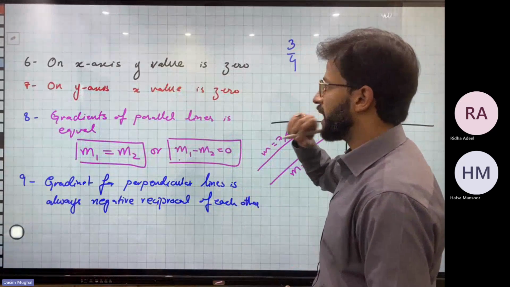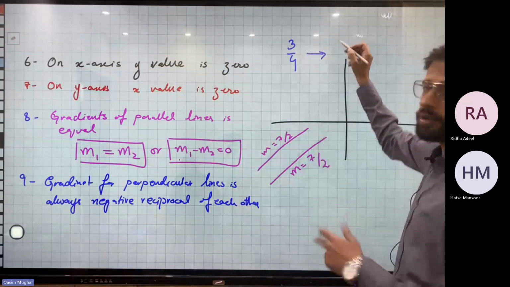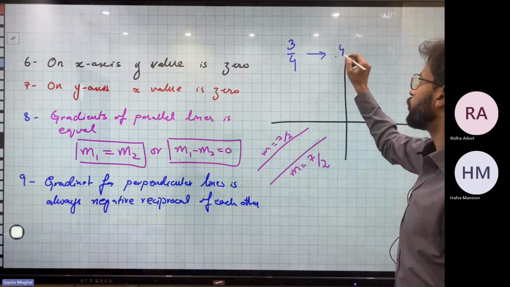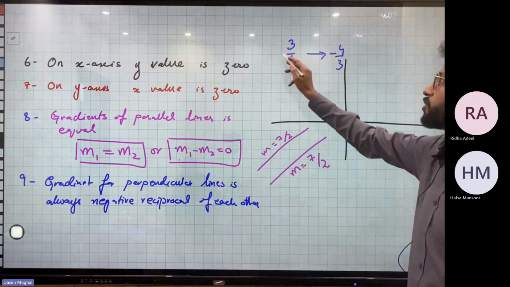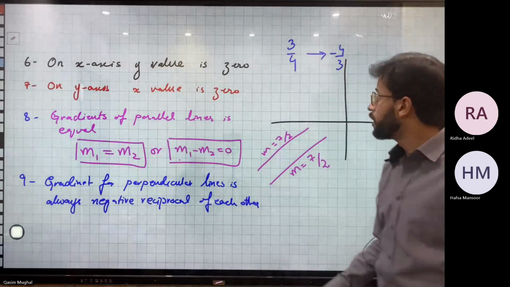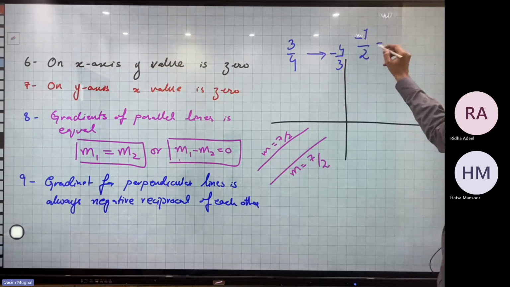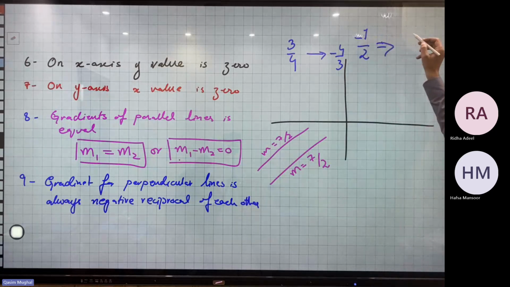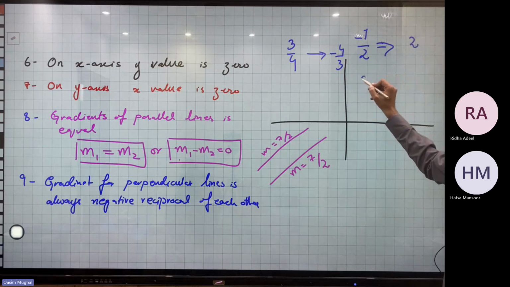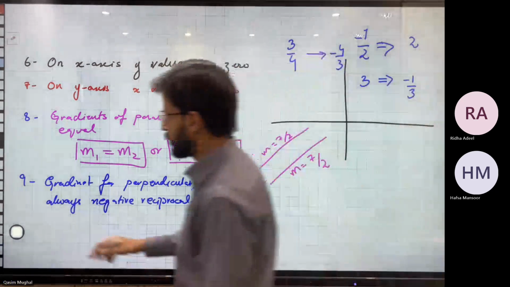3/4, a line perpendicular to it is going to have, first of all, the reciprocal, means flip the fraction, 4/3, and then change the sign. It goes positive, so it is going to have a negative sign with it. Okay? For example, if I have a line -1/2, इसके perpendicular line का gradient क्या होगा? 2. Just शाबाश. If I have a line whose gradient is 3, तो इसके जो perpendicular line है, उसका gradient क्या होगा? -1/3. शाबाश. तो ये आपके पास है.